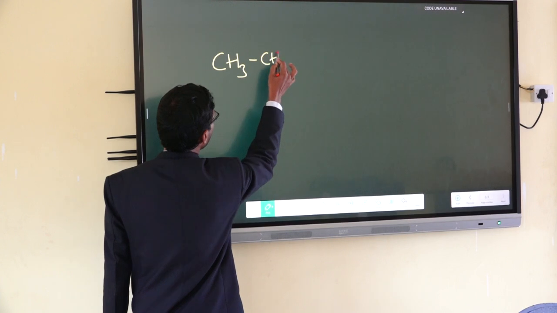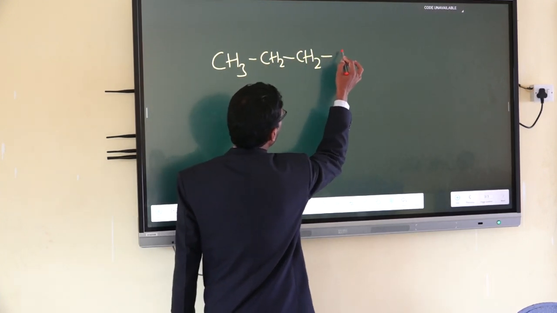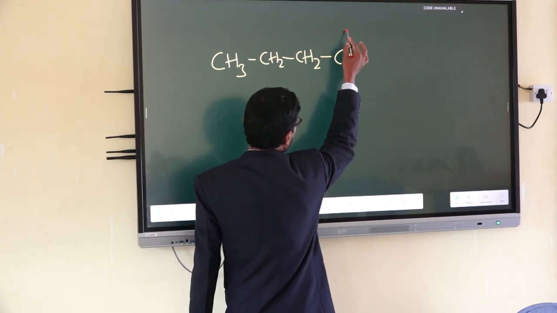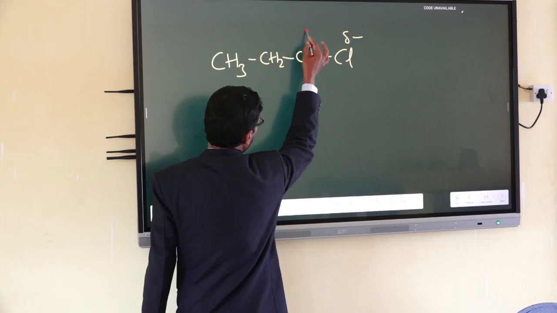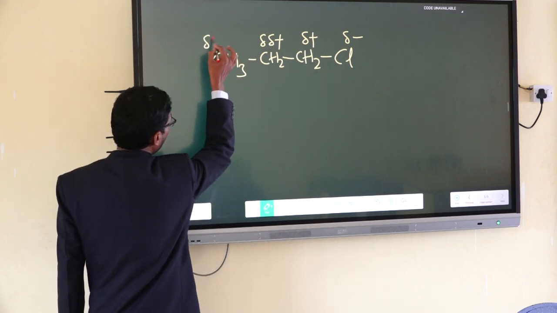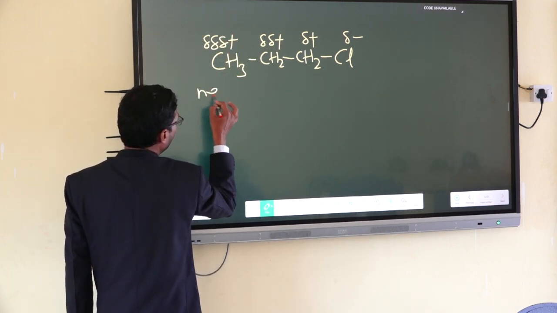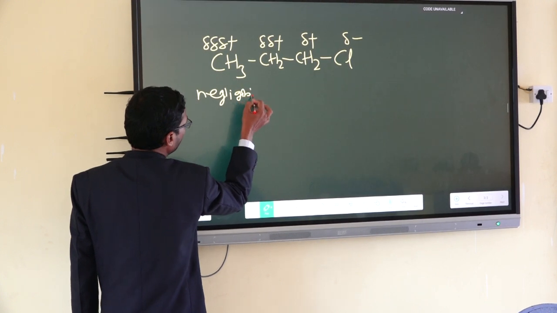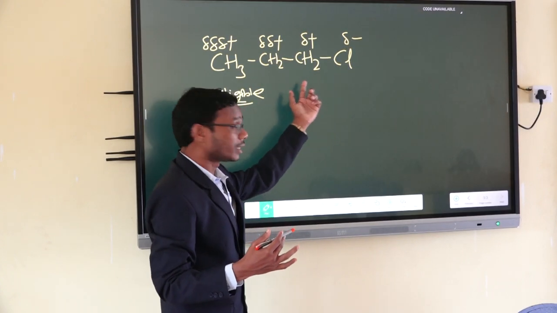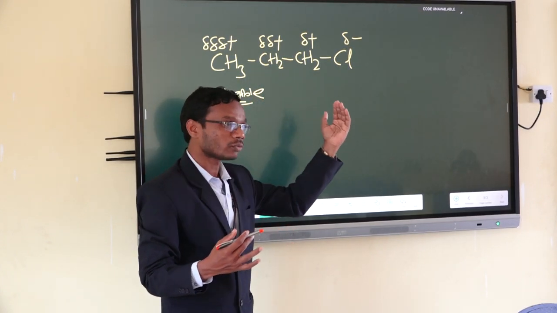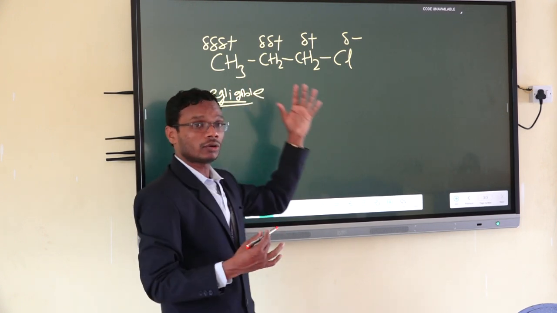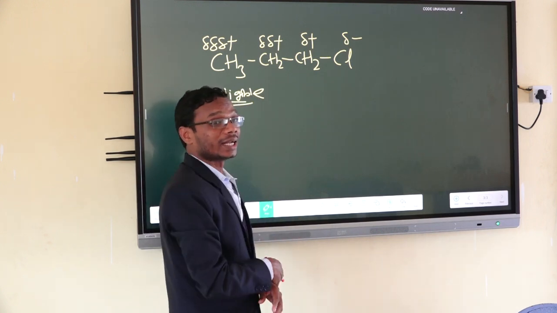Now, an important point. Take CH3, CH2 and Cl. The carbon next to Cl has a partial positive charge, while the farther carbon has a very small, negligible partial positive charge. So it is concluded that when the carbon chain increases, the inductive effect gradually decreases.